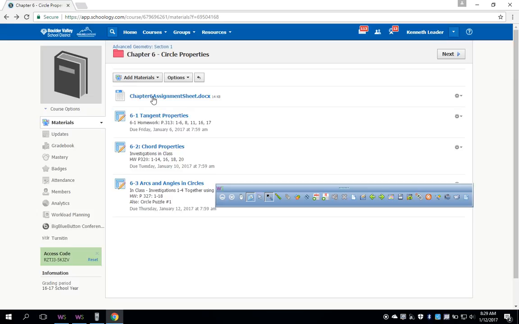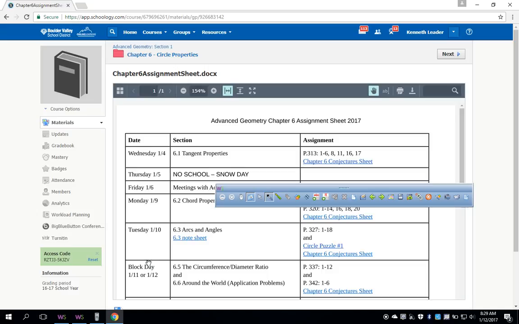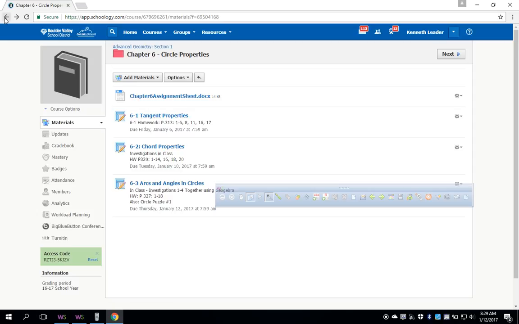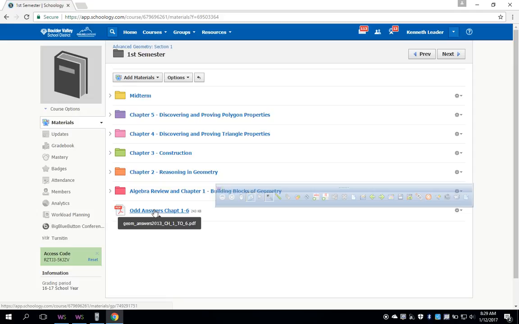It's on this assignment sheet, right? Post the what? The odd answers. They're there. The odd answers of chapter 6? You have to go back to the semester folder. Oh, they're down here? Yeah, down here, it's in odd answers chapter 1 through 6. It's in the semester 1 folder. Okay? I can move that.